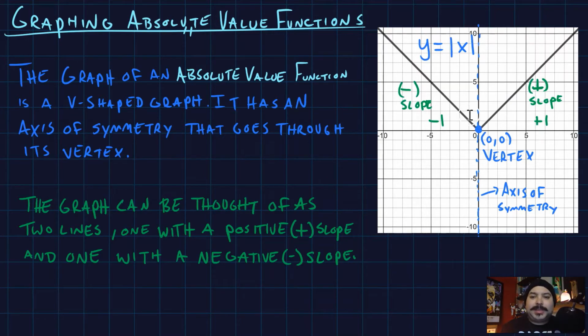Now, as I mentioned before, you can think of the graph of an absolute value function as two lines. One line with a positive slope. As you can see, on the right side of the vertex, we have a positive slope. And on the left side of the vertex, we have a negative slope. This is true for y is equal to the absolute value of x, although sometimes the right side will be negative, and the left side will have a positive slope. It depends on the specific equation for that absolute value.